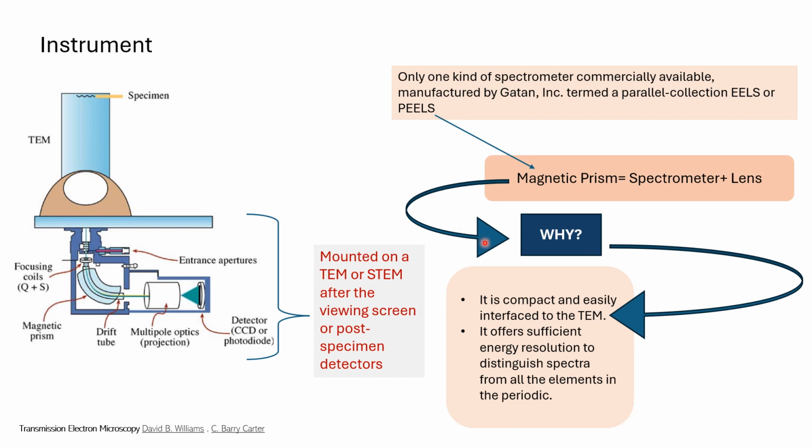Now, why do we use this kind of magnetic prism? Because it is compact and it can easily be connected with a TEM or STEM instrument. It offers sufficient energy resolution to distinguish spectra from all the elements in the periodic table.